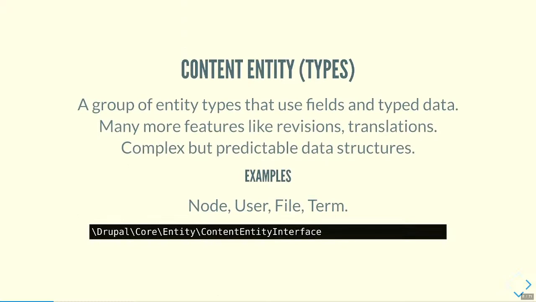Then there are two big kinds of entity types in Drupal core. One is content entities, which, for example, are nodes, users, files, and terms. They are stored in a database, they have fields, they have a fairly complex structure, but it's always the same. So if you know one entity type, you can work with all of them.